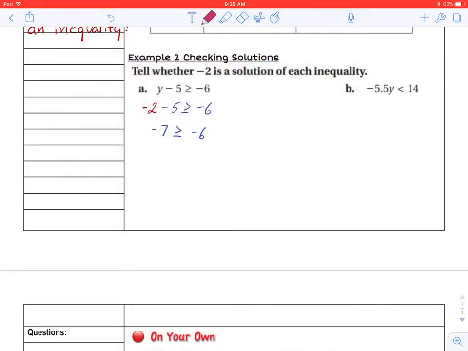So this is not true, and to represent that, you can write a diagonal line right between those symbols, and that shows me that this is a false statement. -7 is not greater than or equal to -6. Let's do another one together. So I'm going to be plugging in -2 for y into question B. So that's going to be -5.5 times -2, and we're going to check whether that is less than 14. So we're going to see whether -5.5 times -2 gives me a value that is less than 14.